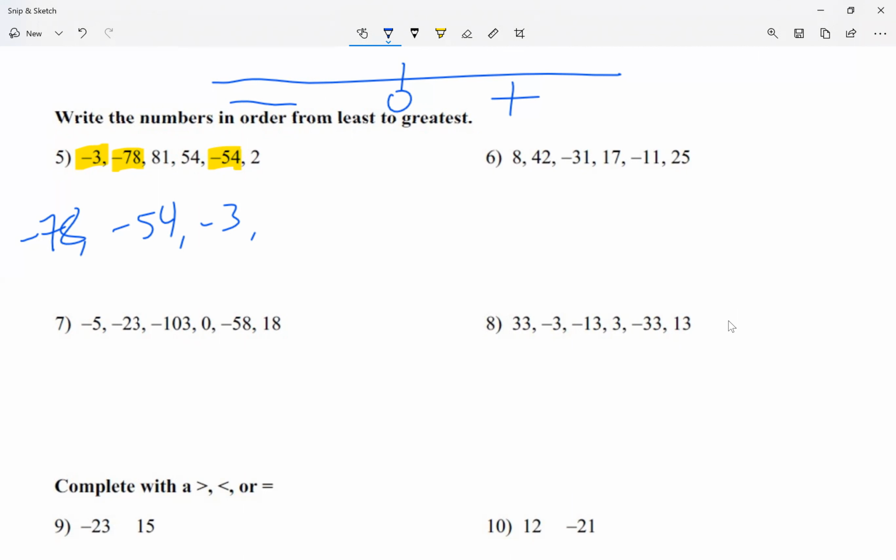Then I look at my list to see if there's a 0. Sometimes there is a 0. In this case, I don't have a 0. So now I just have the positives. I'm going to put them from small to large. So +2, +54, and +81. I listed my numbers from small to large.